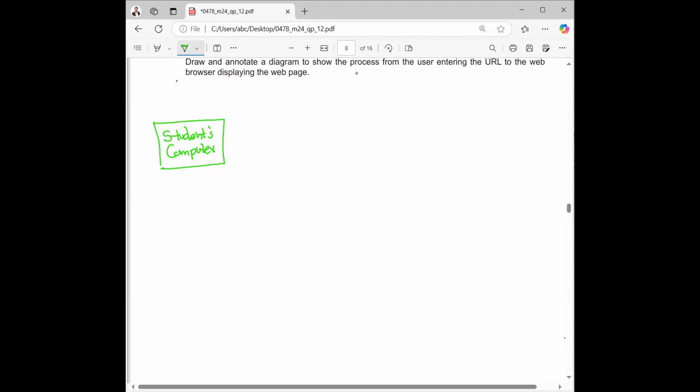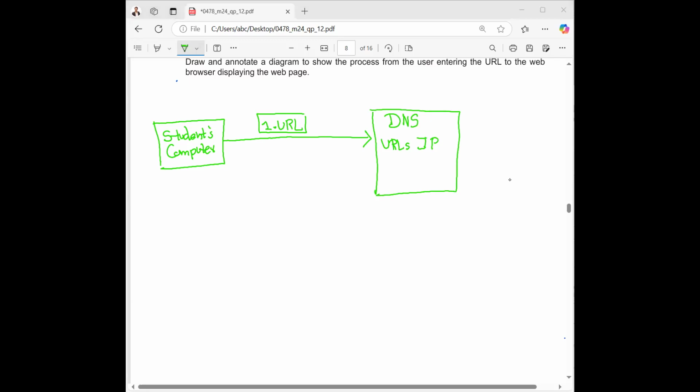This is your student computer. Now, your student computer will enter a URL, a uniform resource locator, to your domain, and this URL will go into the DNS. So you will have your URLs, it will have your IP, and what is the function of a DNS? It is used to find the IP for the URL.